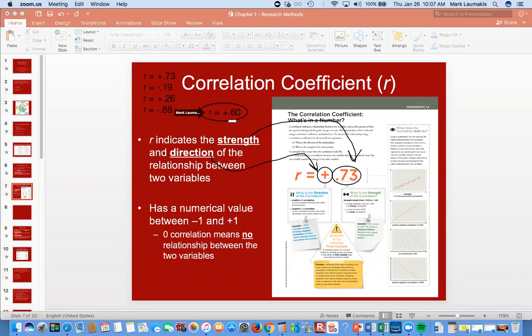So for this positive 0.60, what this means is that generally speaking, as you have more and more and more attendance points, what is generally going on with your course grade? Tell me in the chat box. Higher and higher and higher attendance points are associated with increases in course grade.